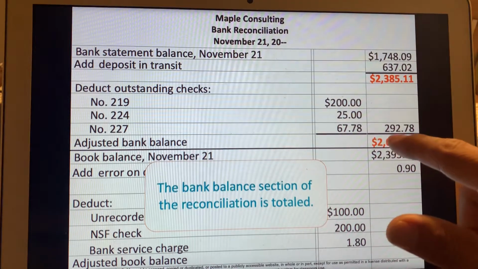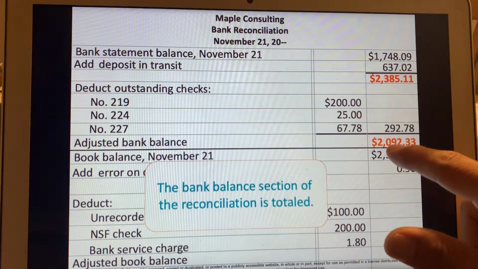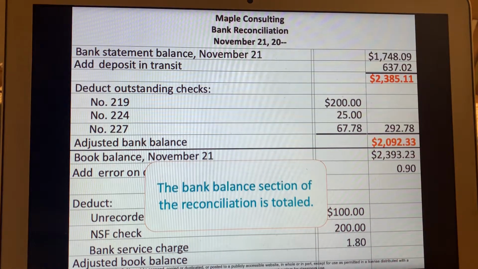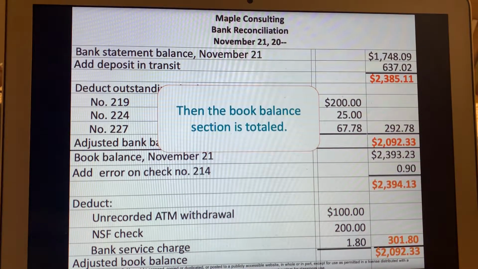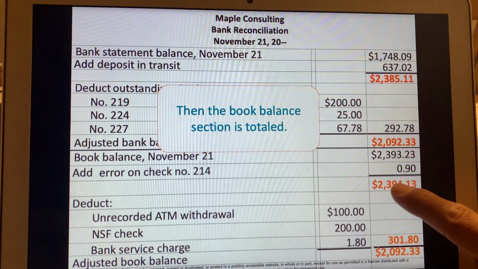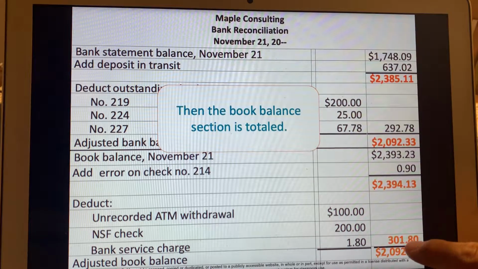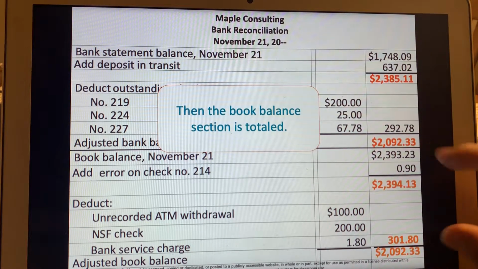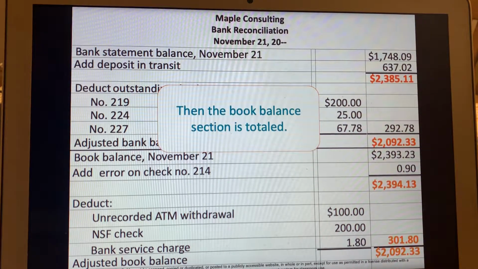So we have an adjusted bank balance of $2,092.33. And then the book balance is totaled right here as well. These are our $23.94, then we'll deduct $301.80, and we get $2,092.33. So these two are in balance, so we have reconciled the bank and the book balance. Okay.